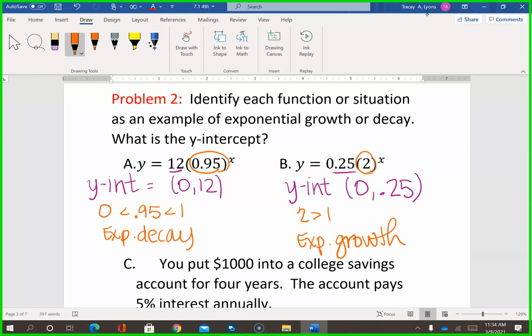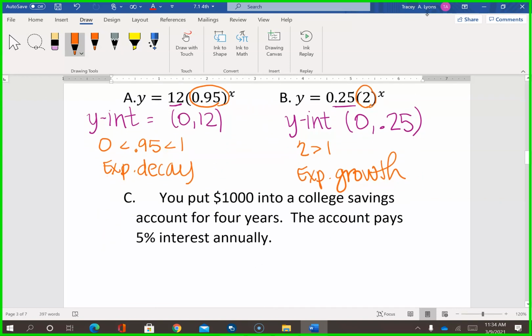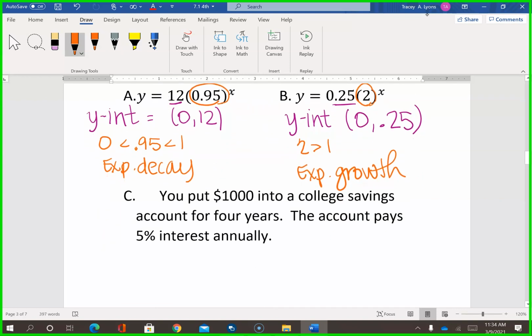Now, sometimes they'll put these in words, so you kind of have to decipher word questions too. So you put $1,000 into a college savings account for 4 years. The account pays 5% interest annually. So when you look at this one, when you put money into a bank account, do you expect it to lose money when it's in the savings? No. So you're never going to lose money. You might not make quite as much. Now, this one is set for 5% annually, but what if it's real life and it's first at 5%, the next year goes to 4%? You're not really losing money, but you're not getting as much as you were at the beginning.